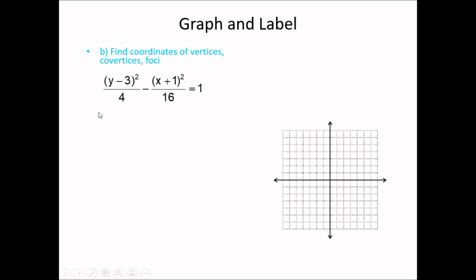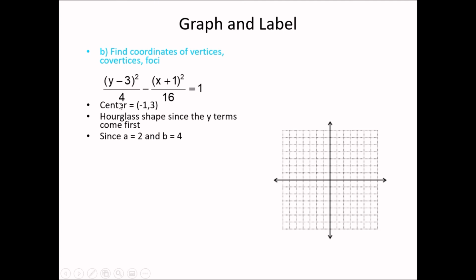So, from that equation, alam na natin agad ang center, which is yung h natin is negative 1, and then yung k natin is 3. Tandaan nyo ha. HK, since hourglass siya. Now, kunin natin yung square root ng 4. That is our A, 2, and B is 4, square root of 16.